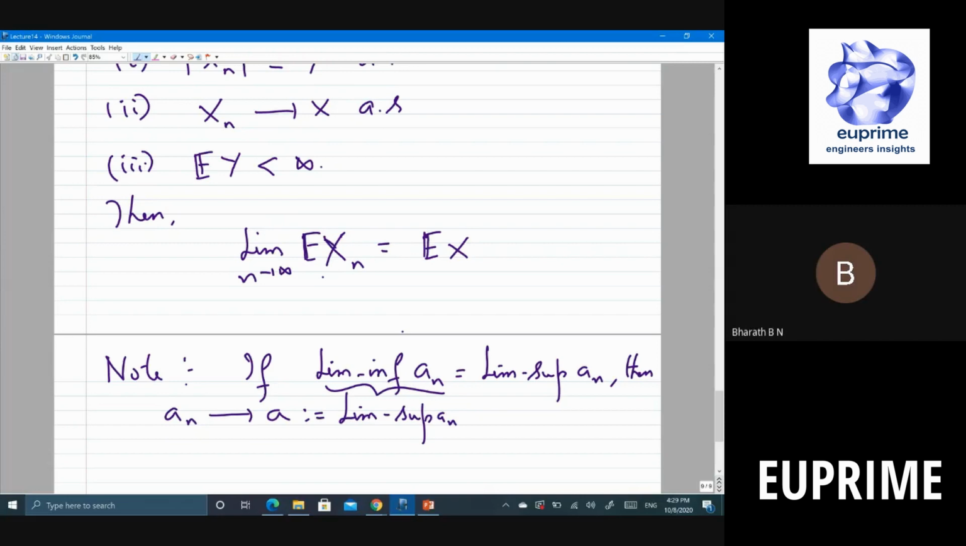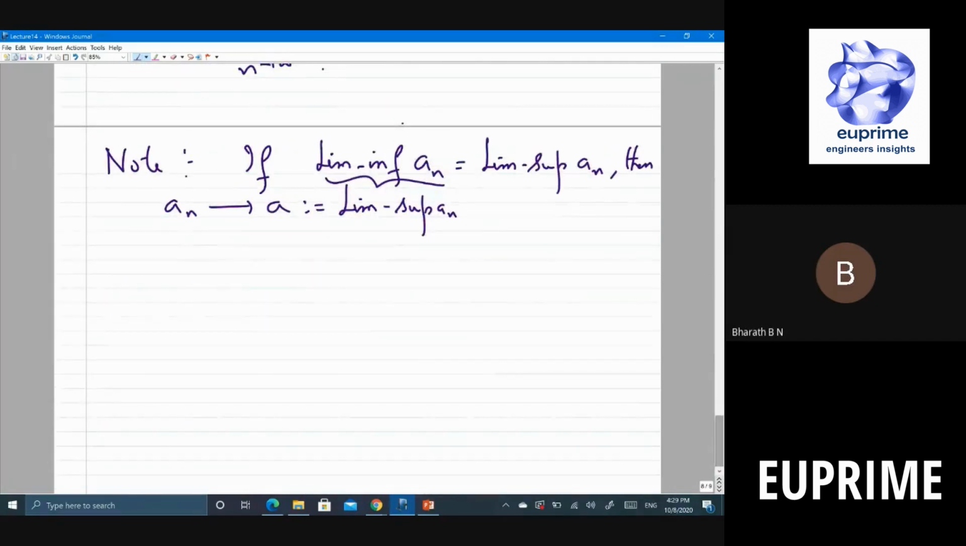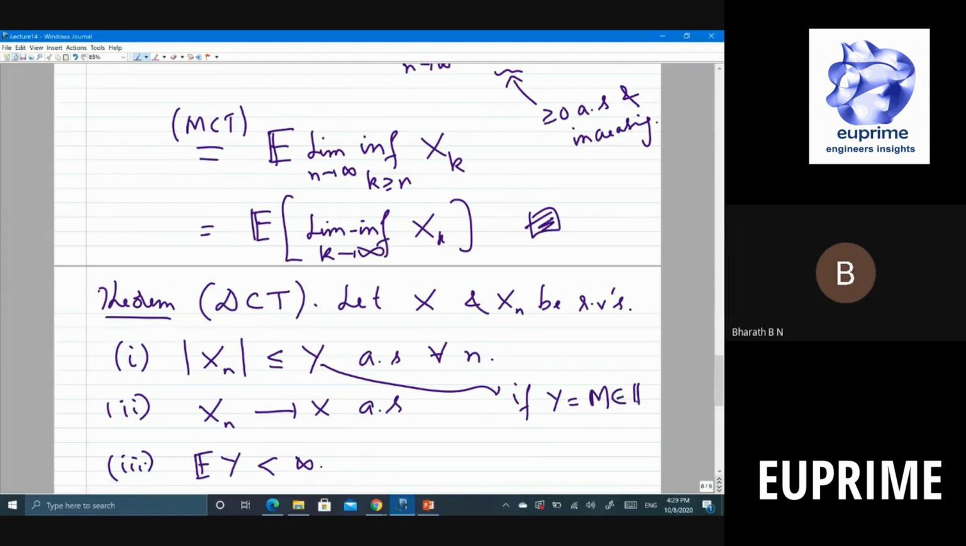Okay, so there is one more small thing. This is the dominated convergence theorem. There is something known as the bounded convergence theorem. Essentially it says that if Xn is less than or equal to some constant M, then you can interchange. So if Y equals M, belonging to R plus, then DCT is called the bounded convergence theorem. That's all. This is a trivial thing. Is this okay?